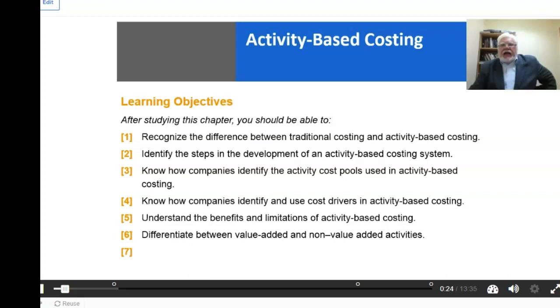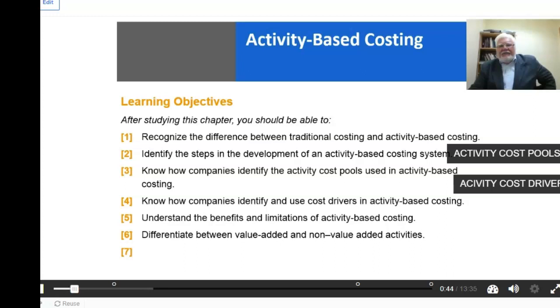Then we're going to look at how we develop an activity-based costing system. We're going to introduce new terminology here. We're going to talk about activity cost pools and activity cost drivers. Then we're going to look at the cost benefits of activity-based costing. And finally, we're going to focus on activities and look at the difference between value-added and non-value-added.